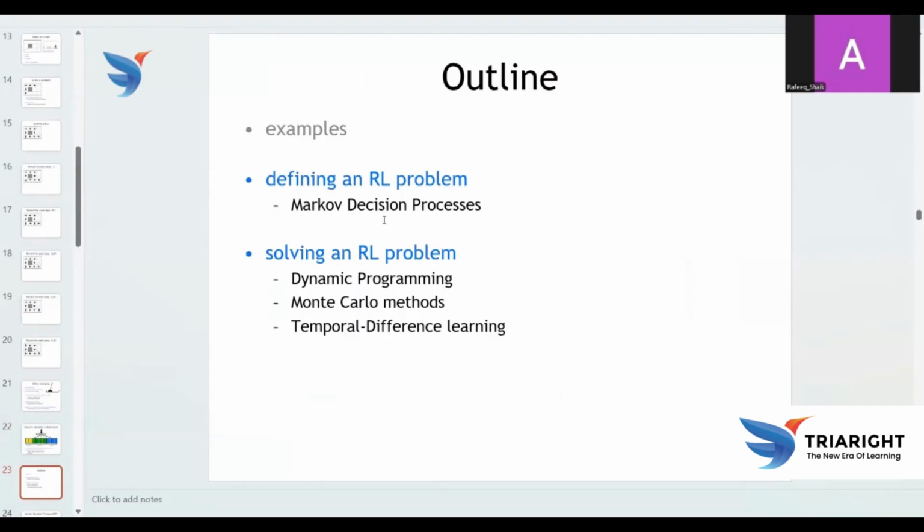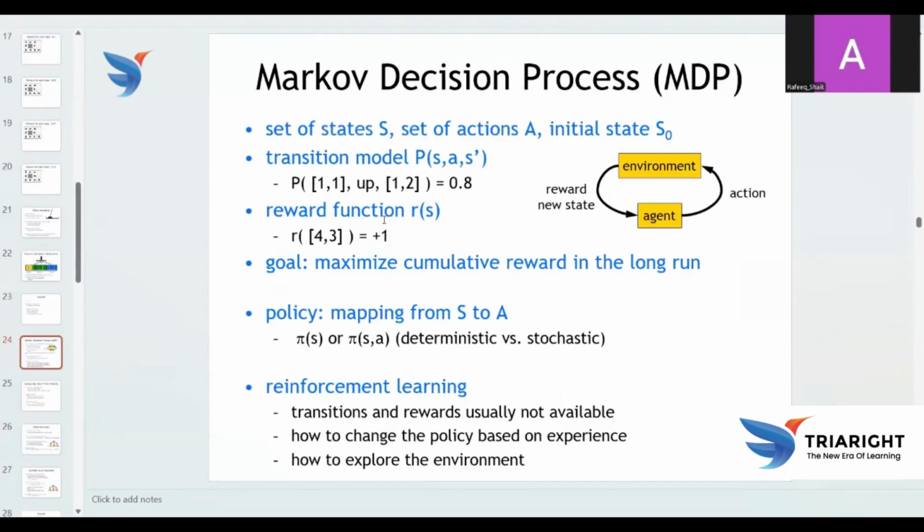Now we come to the picture of Markov decision processes, MDP, right? So what is an MDP? We can see a set of states and a set of actions, with a transition model. And it has a reward function, and it has a new state and an old state, right? And we can see the problem definition. To define RL problems formally, we use the concept of the Markov decision process.